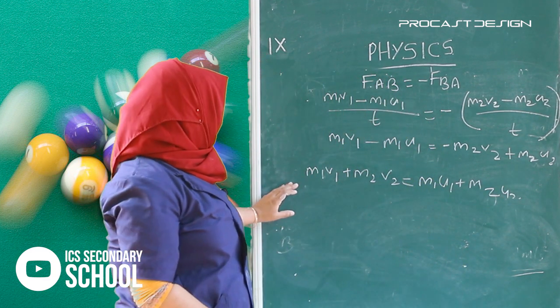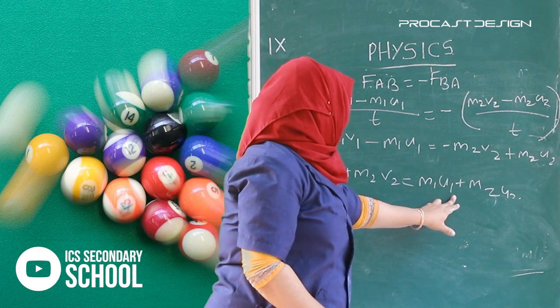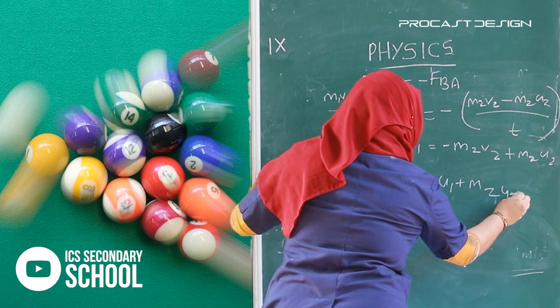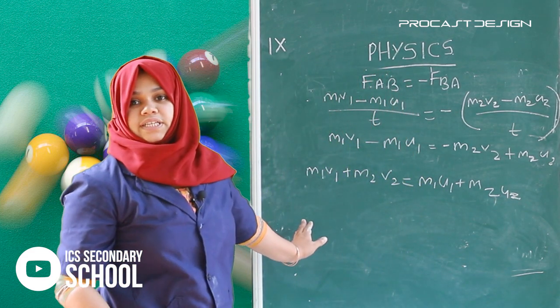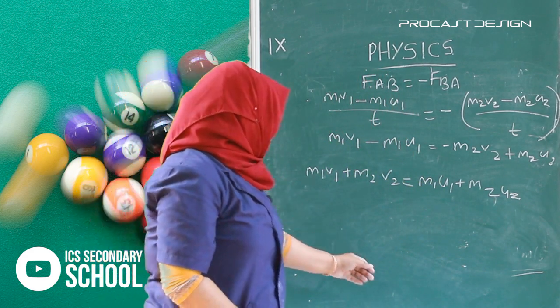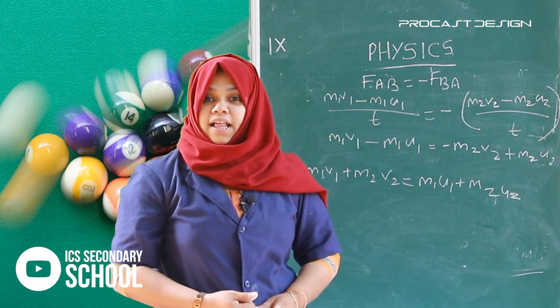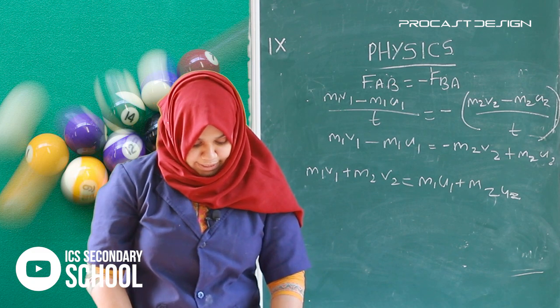Here we can understand that total momentum after collision is equal to total momentum before collision. This is the law of conservation of momentum.